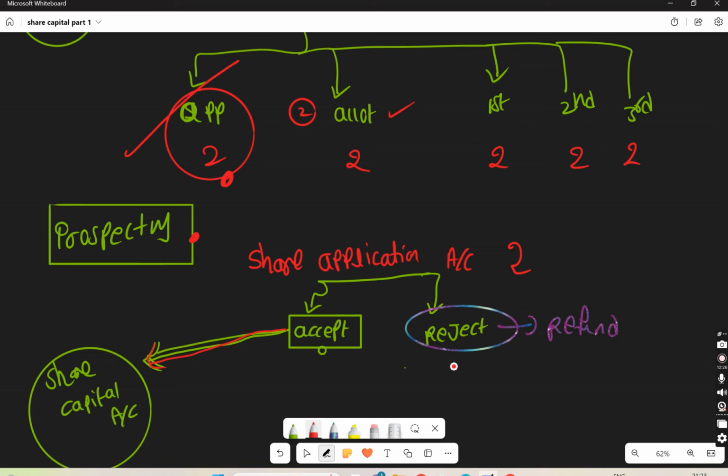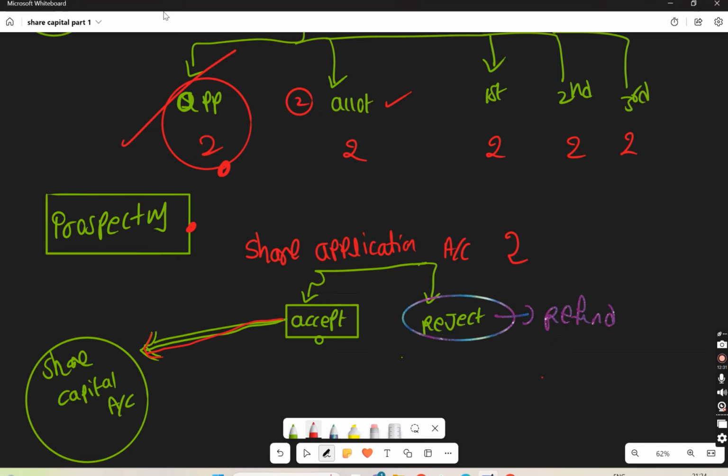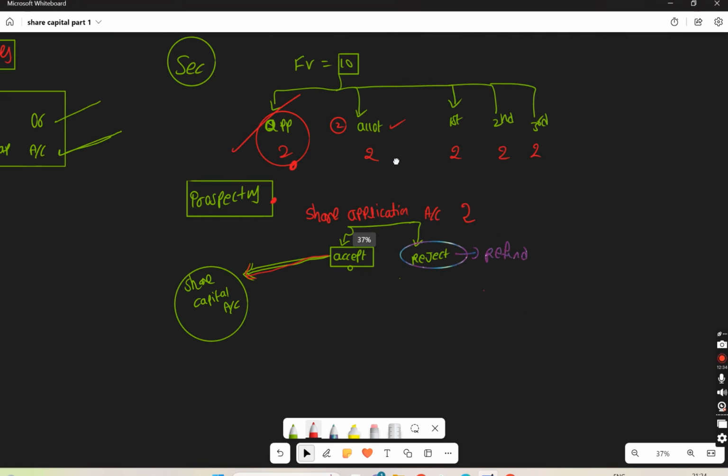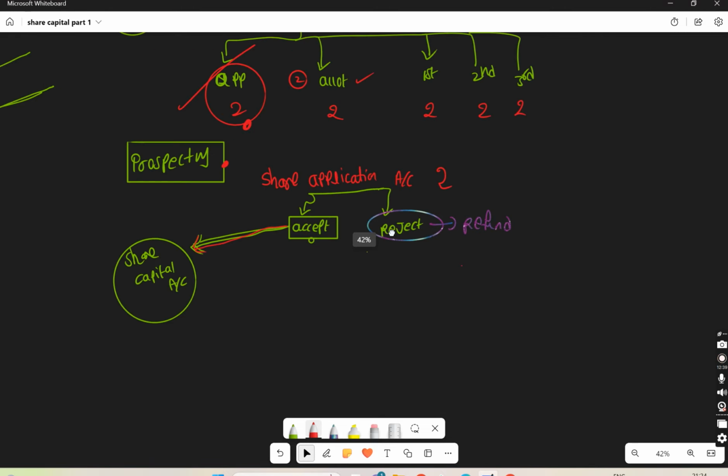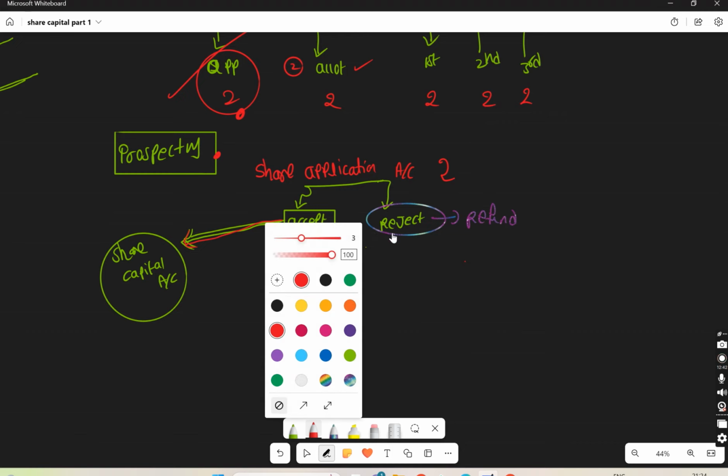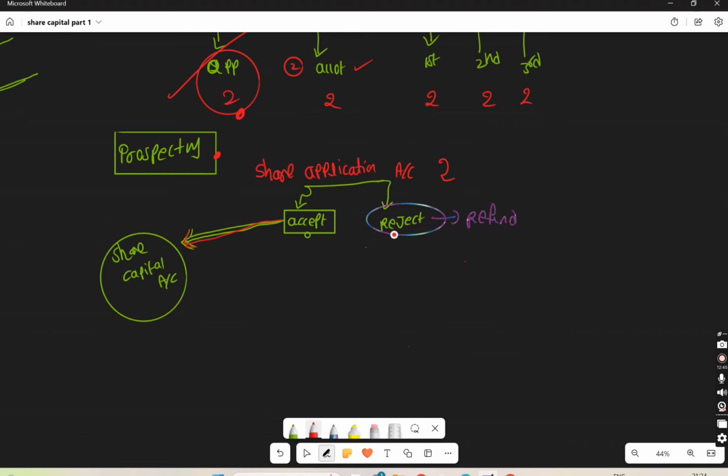Next, second installment, which is allotment. Okay. So from here on, what we're going to do is pass two entries. One is due entry, another one is receipt entry. Why? See, as soon as we accept him as our shareholder, we will write his name in our register of members. We will register him as a member. Whenever he makes an application for 10 rupees and then we accepted it, it's like he made a promise to us. He cannot break the promise.